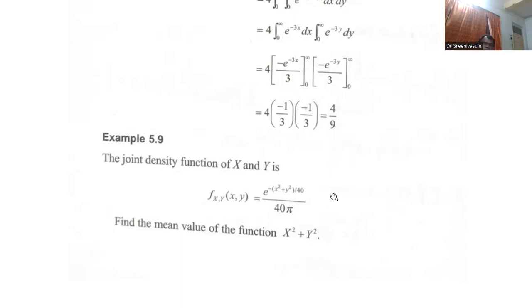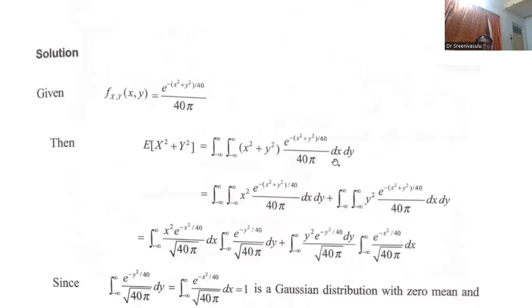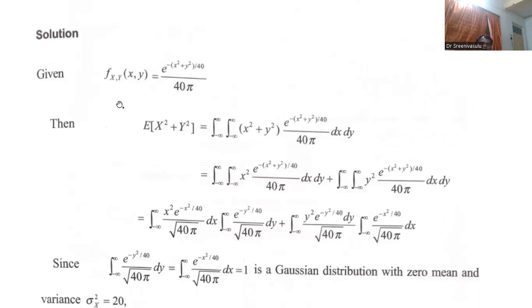So in the expected value formula, instead of x we are going to replace x² + y². Whatever the joint density function is, we write it, and then the expected value of this x² + y², which is a random variable.